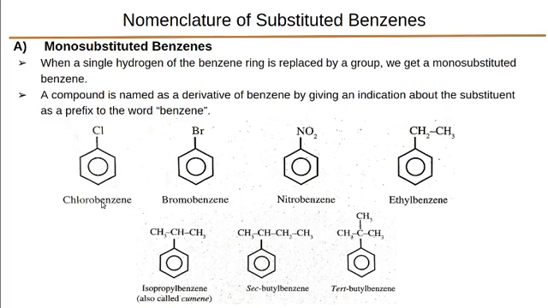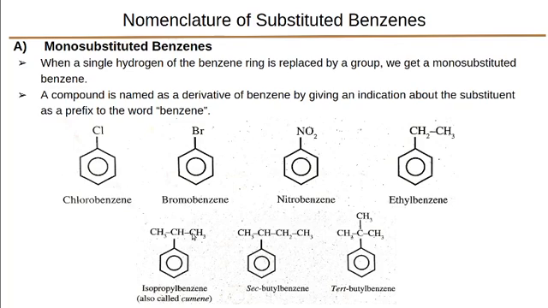So this is chlorobenzene. Here the substituent is the chloro group. Substituent should be added before the word benzene. Then bromobenzene. Bromo should be added before the word benzene. Then nitrobenzene. Nitro is the prefix group. Then ethyl benzene. Ethyl is the prefix word. Then isopropyl benzene, or we can say this is cumene.